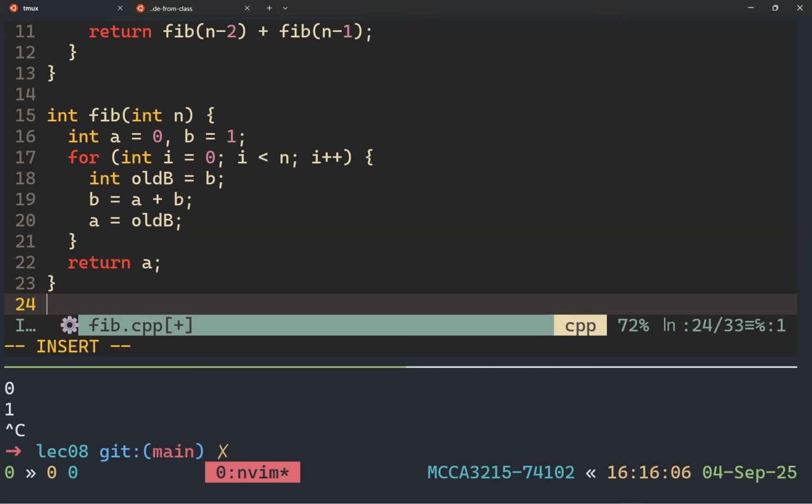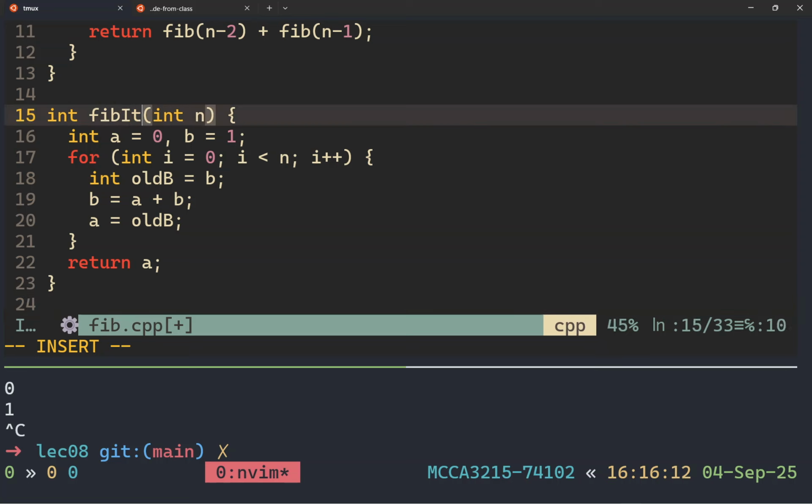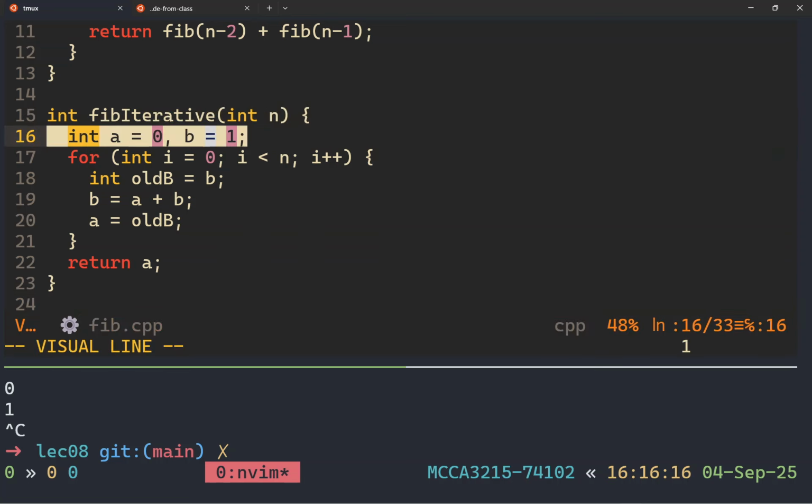Oh, where did I go? Did I accidentally close a tab? I accidentally closed a tab. So I've got to call this something else. Iterative. Using a loop, just remembering the old values.